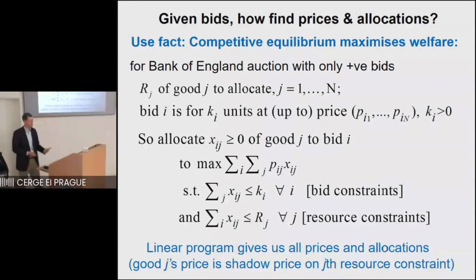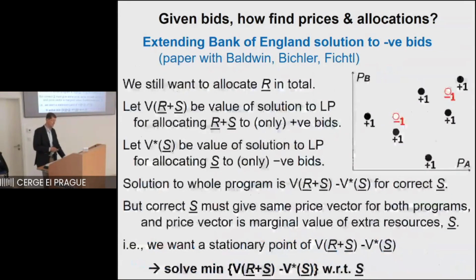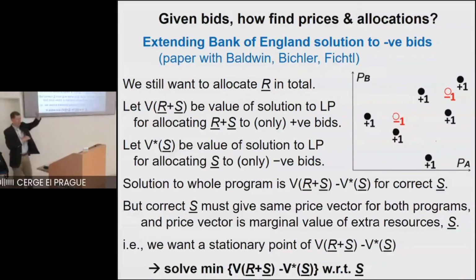So a linear program does the job, and the Bank of England uses a linear program to do this. That works for the Bank of England because we only have positive bids. Once we have negative bids, things are harder, because now you have to figure out how many positive bids and how many negative bids to allocate, so that when you subtract the negative bids from the positive bids, you get the right amount allocated. So you need to look at the difference between two families of linear programs, the family with positive bids and the family with negative bids. From an economic point of view, I knew how to do that, but from a computer science point of view, I had no idea how to do an algorithm for this.